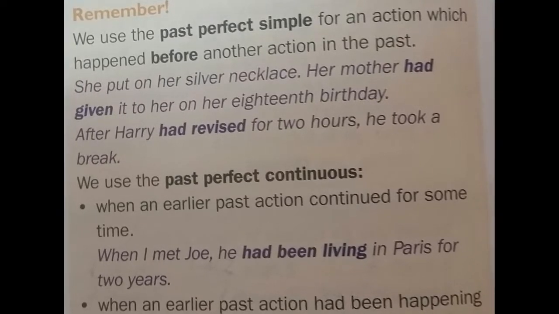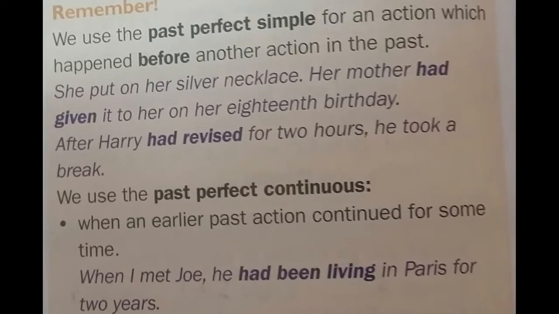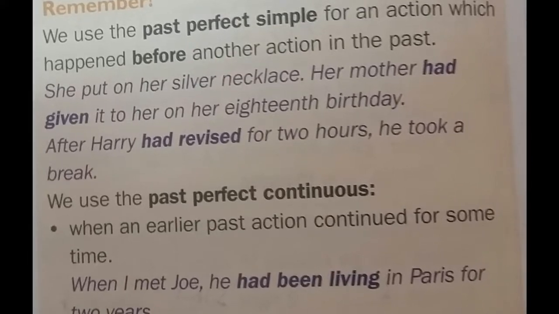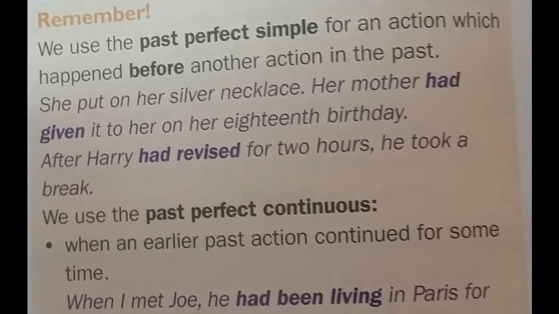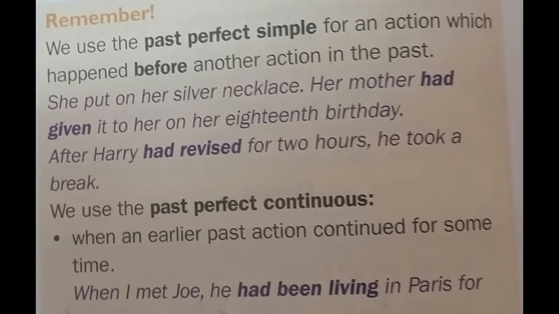We use the past perfect simple for an action which happened before another action in the past. The past perfect simple comes as an event or action before the past simple action. يعني ال past perfect simple كزمن بيجي قبل ال past simple. بيجي قبل شو؟ ال past simple. We call it like the past of the past simple. ماضي ماضي بسيط. لأنه كحدث in the timeline it comes before the past simple. Here, let's read this example.